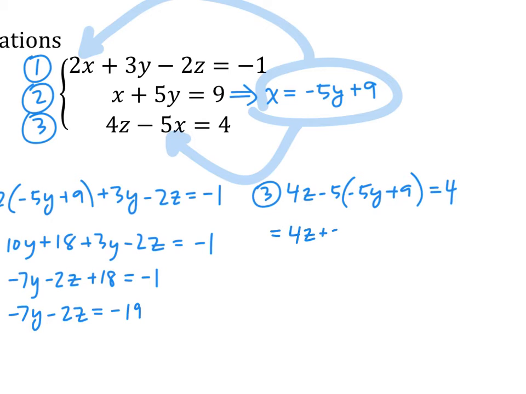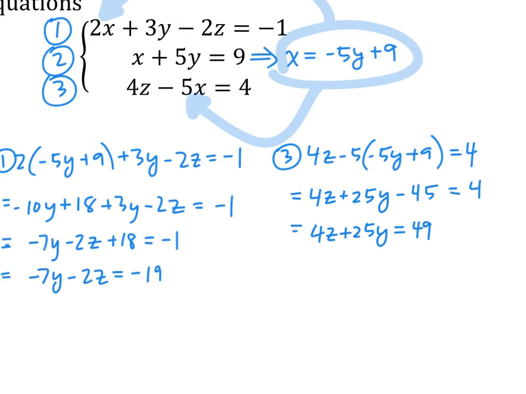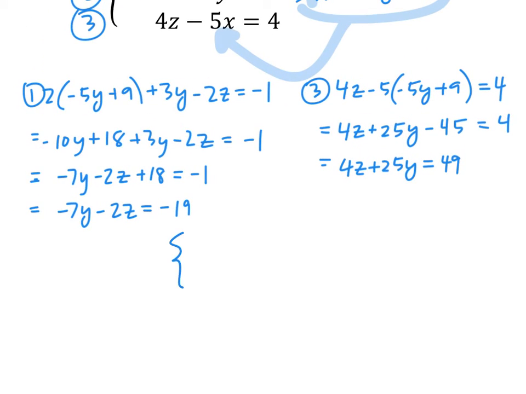4z plus 25y minus 45 equals 4. Move the 45 to the other side. So 4z plus 25y equals 49. All right, now again, we have a system of two equations and two variables. That means we can solve if we continue to eliminate. Oh, sorry, I probably should put them in the same order so it's easier to eliminate. 25y plus 4z equals 49.